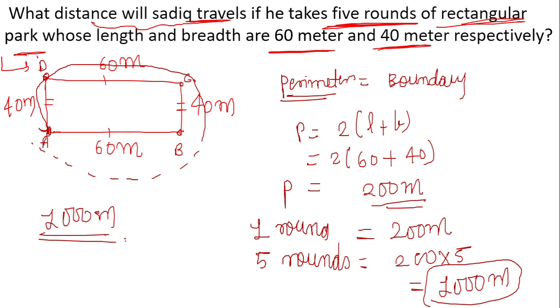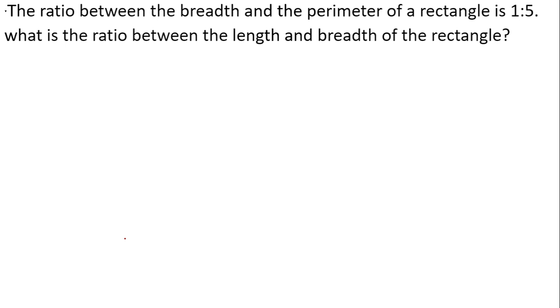Okay, so moving on to the next question now. The ratio between the breadth and the perimeter is given to us as 1:5. What will be the ratio between the length and the breadth of the given rectangle? To understand this particular question, for example, this is a rectangle. This is the length, this is the breadth.